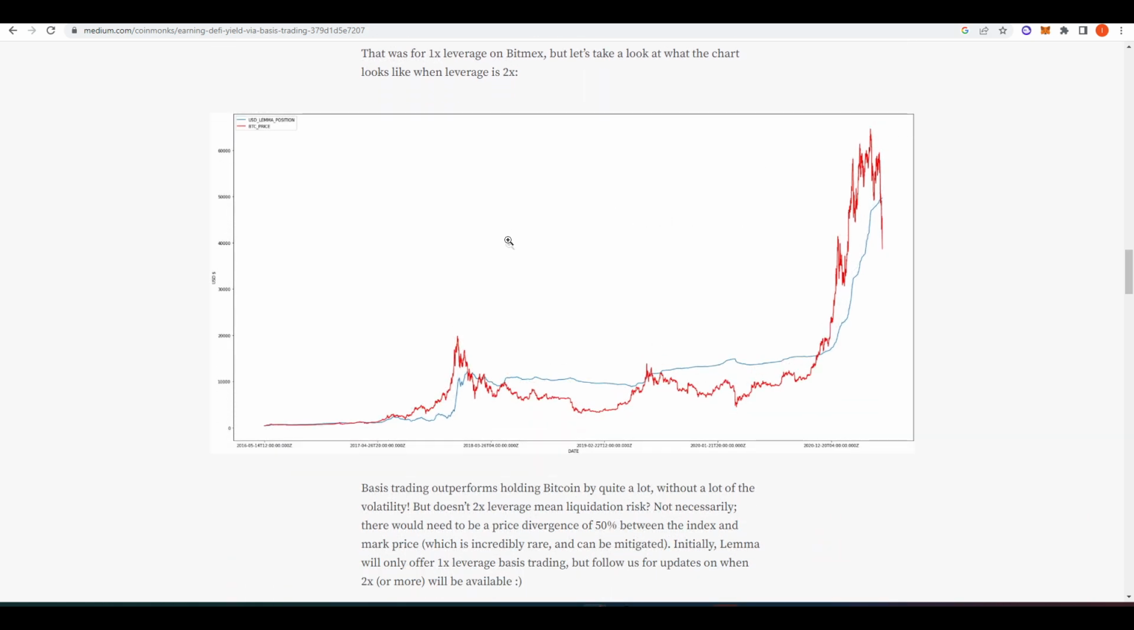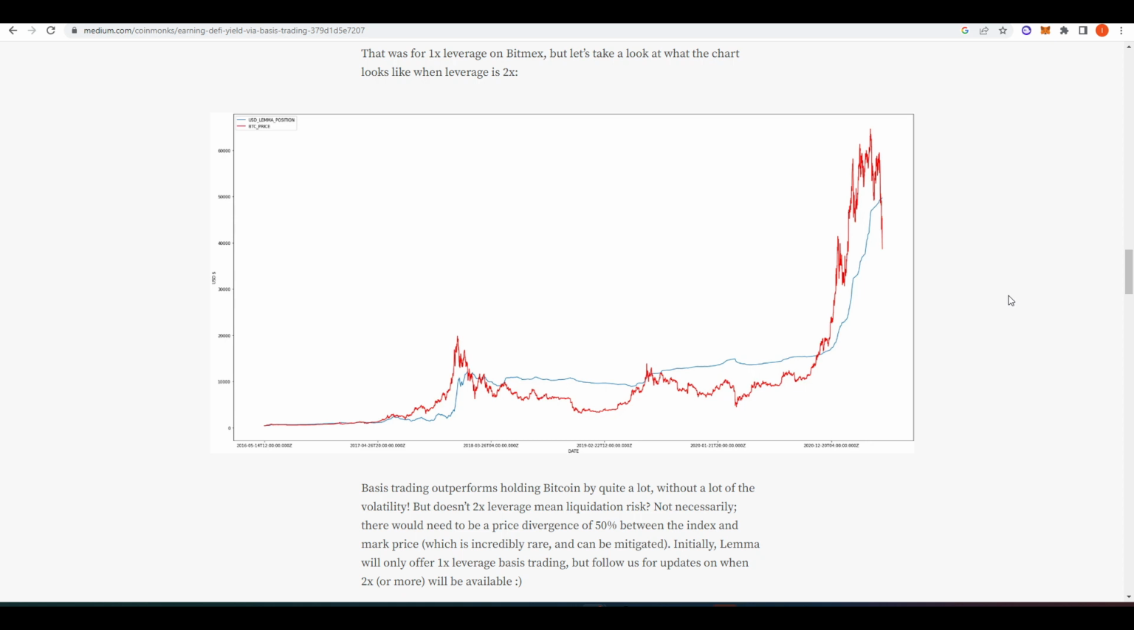So as you can see here, you perform way better if you're using 2x leverage to perform this strategy. The 1x leverage strategy, I'll just give you an example here. Say you have $100, $50 of it is Bitcoin and $50 of it is USD. So you hold the $50 of Bitcoin and then you short $50 worth of Bitcoin perpetual futures contracts. And that's your 1x leverage strategy.